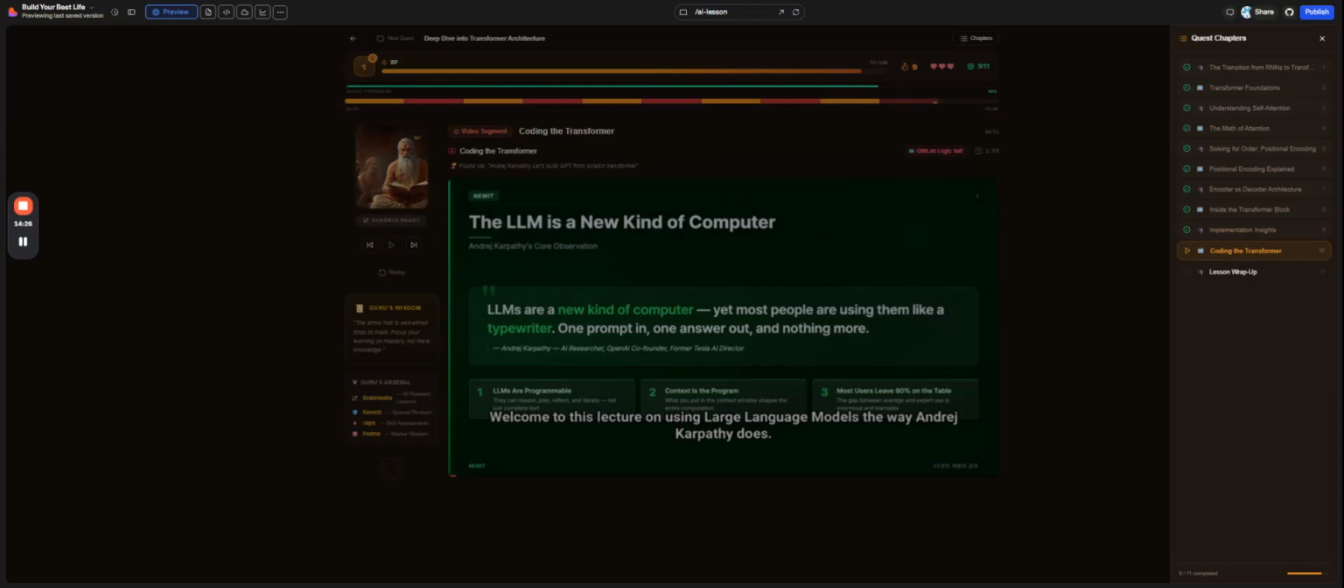Welcome to this lecture on using large language models the way Andrej Karpathy does. Karpathy, former AI director at Tesla and a founding member of OpenAI, made a remark that stopped the AI community in its tracks. He said that LLMs represent an entirely new kind of computer, a stochastic, text-based computing substrate. And yet the vast majority of people are interacting with them the way someone might use a typewriter. One prompt, one response, done.